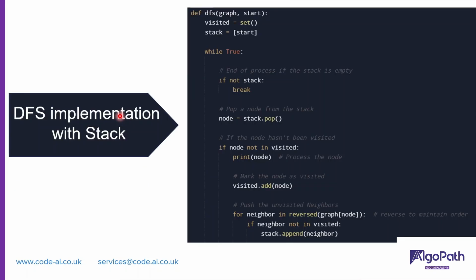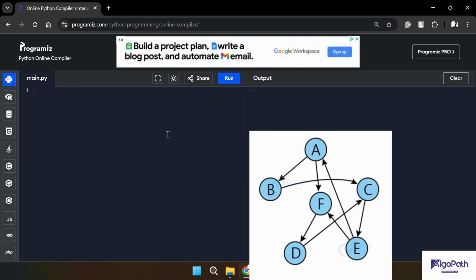Now this is the implementation of DFS with stack, and we're going to understand this code. To first implement DFS, we will have to create the graph, and I will use the graph in the example to show how DFS works. So let's create the class. The class would be graph. We are going to first define the methods.